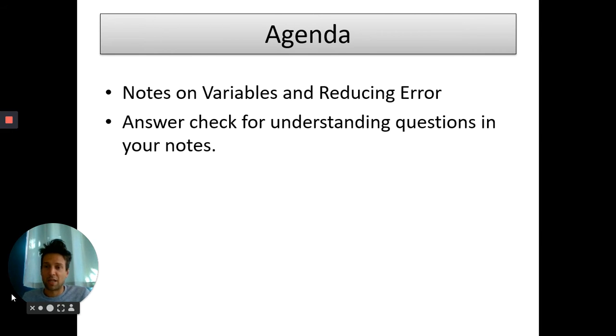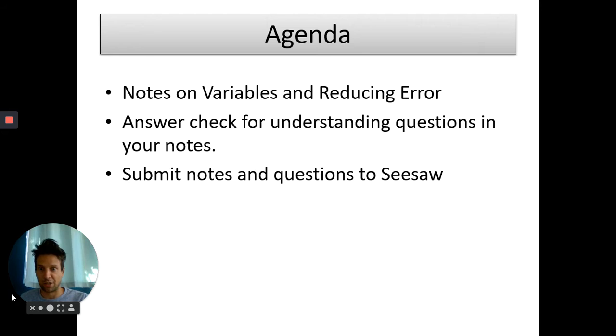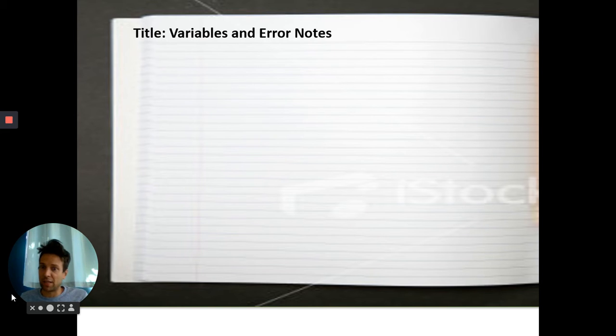What we're going to be doing today is taking some notes and answering some check for understanding questions. So today you're going to be taking some notes in your notebook on variables and reducing error. You're going to be answering check for understanding questions in your notes. And then you're going to be submitting that to Seesaw. All right, so you're going to have to pause the video quite a lot today and take the notes. You're not going to be able to take the notes as fast as I talk, so feel free to pause the video and write it down.